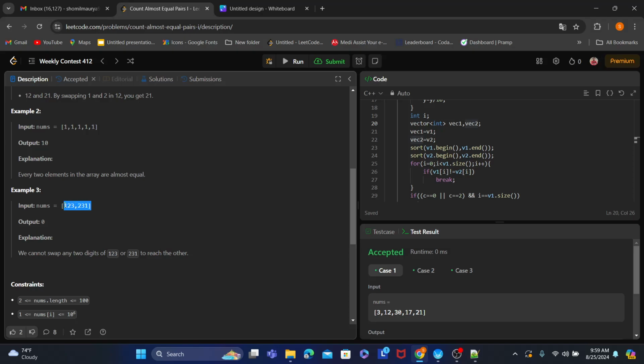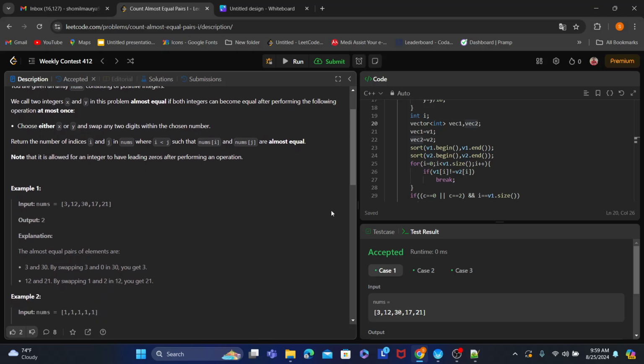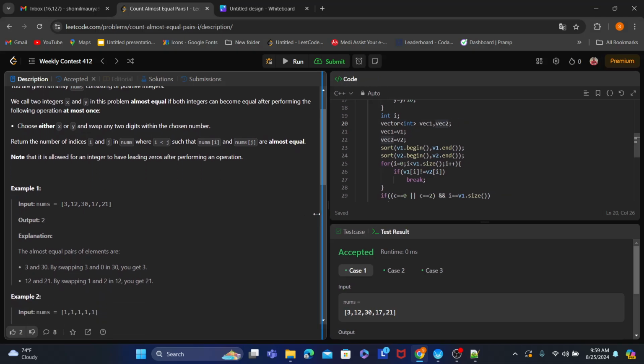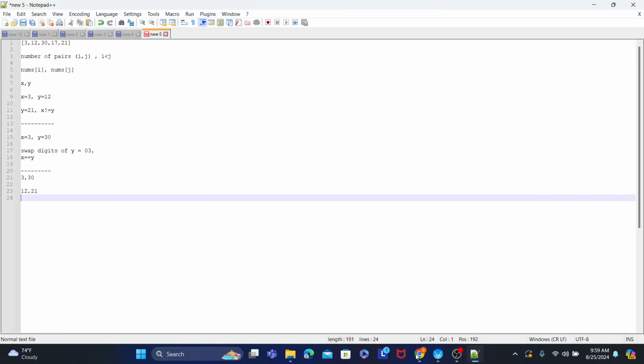Now let's say this example: 123 and 231. Can you choose 123 and swap any two digits to become equal to 231? Or similarly, can you swap any two digits of 231 and make it equal to the previous one, 123? We can't, right? So this is the question. Should we jump straight to the solution, or before that discuss the approach? Okay, we'll discuss this.